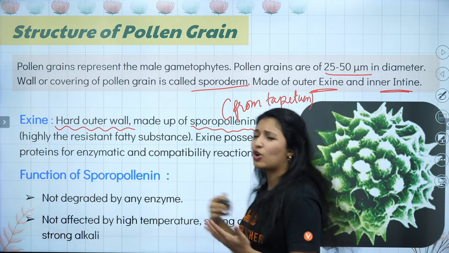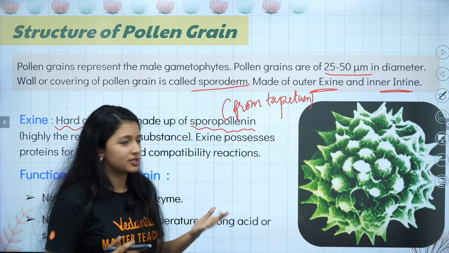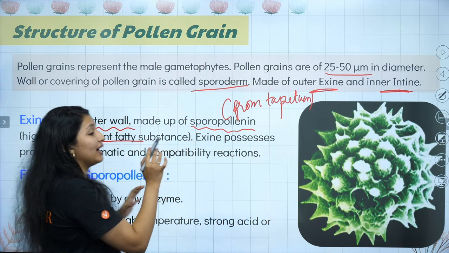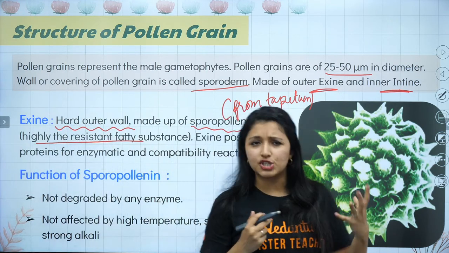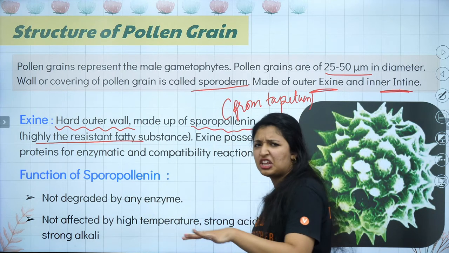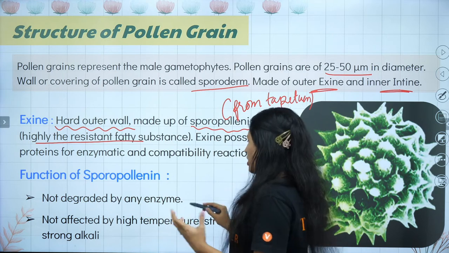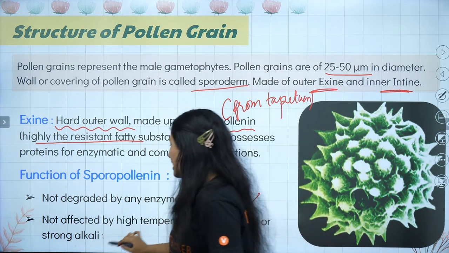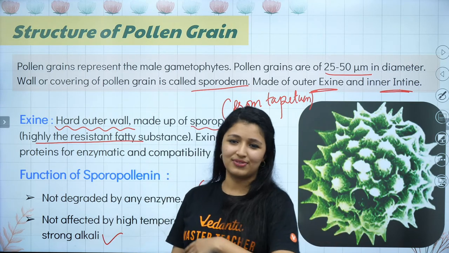Yes, so they're all helping each other out. It's a huge process, right? So sporopollenin is there. It's very highly resistant. It's one of the strongest organic materials on the earth. What does it do? It does not degrade by any enzyme. It's like, I'm too strong. And it is not affected by high temperature, strong acids, strong alkalis. Like, I don't worry about all of that.